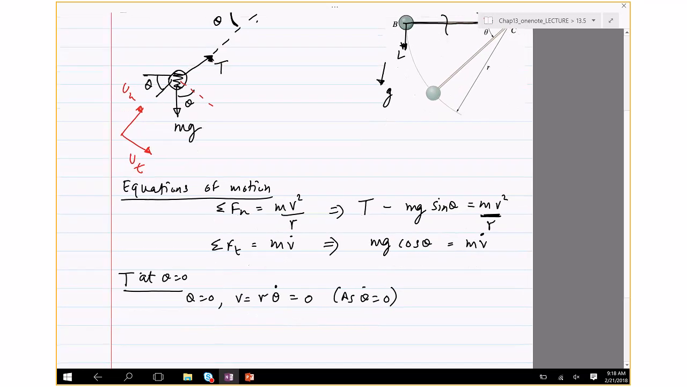So if you put these things in, let's call this 1, let's call this 2, put in 1 gives us T minus mg sine of 0, which is 0, equals m times 0 squared divided by r. So what you get is the tension is 0. Right?